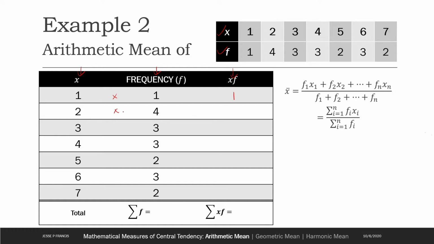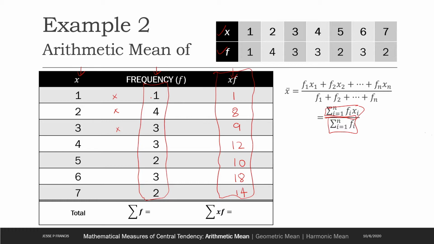1 into 1 is 1, 2 into 4, that is frequency into corresponding value of x, is 8, and 3 into 3 is 9, 4 into 3 is 12, 5 into 2 is 10, 6 into 3 is 18, 7 into 2 is 14. And now summation fx can be found by simply adding the third column. The denominator summation f can be found by adding the second column. That simplifies our job and makes calculation a lot easier, right?